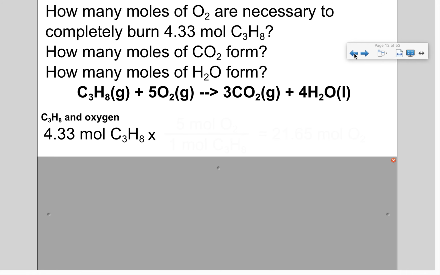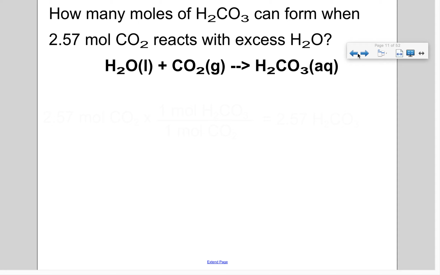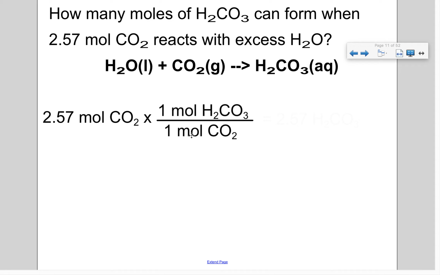All right, so we'll see here. Got some more examples. How many moles of H2CO3 can be formed from 2.57 moles of carbon dioxide? So, start with what you're given: 2.57 moles of CO2. And this is a balanced equation. My ratio is going to be 1:1. So my answer, 2.57 moles of H2CO3. And I forgot to write moles. Shoot. So make sure you write moles.